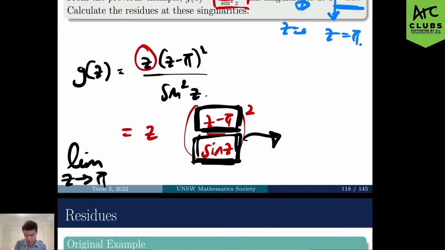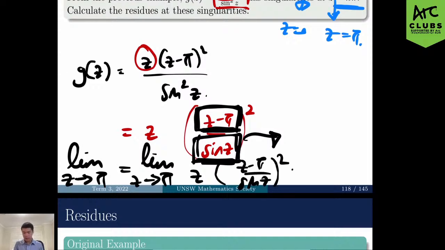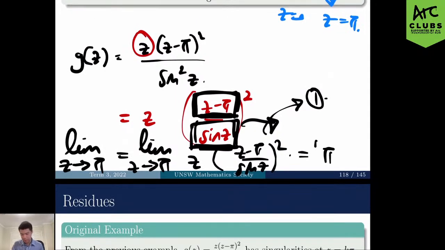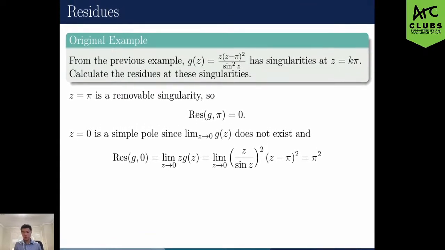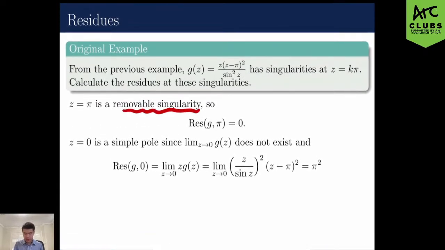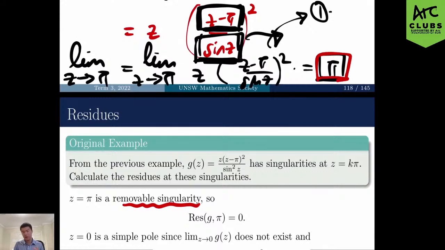And so the limit of this is actually just equal to the limit as z approaches pi of z times z minus pi over sine z, squared. And this becomes just 1. So this ends up being just pi. And so because it's a removable singularity, don't think the answer is pi, because that's a different limit.